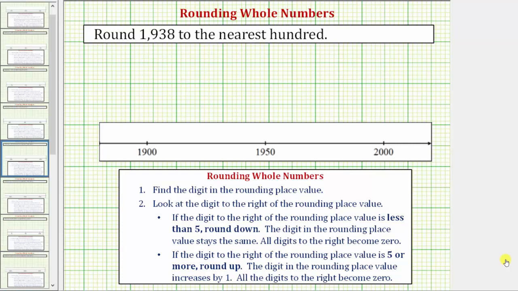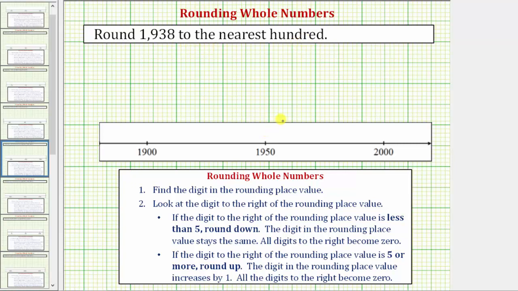Welcome to several examples on how to round whole numbers to the nearest hundred or to the hundredths place value. For each example, we'll determine how to round the value using the number line, as well as how to use the formal rules for rounding outlined here below. In our first example, we're asked to round 1,938 to the nearest hundred.